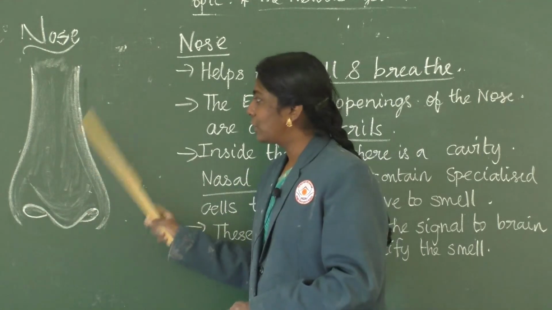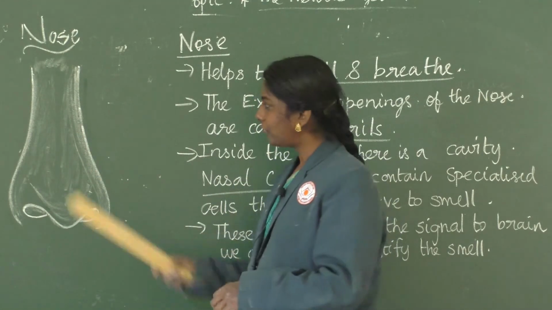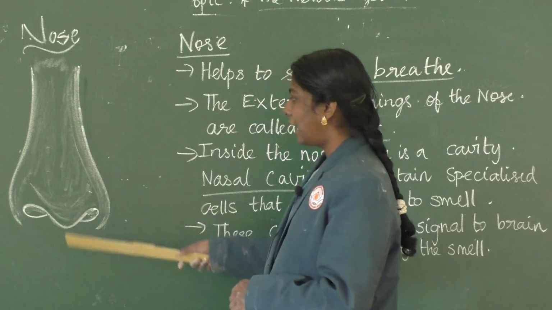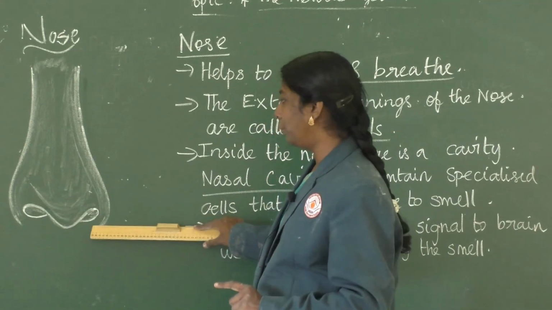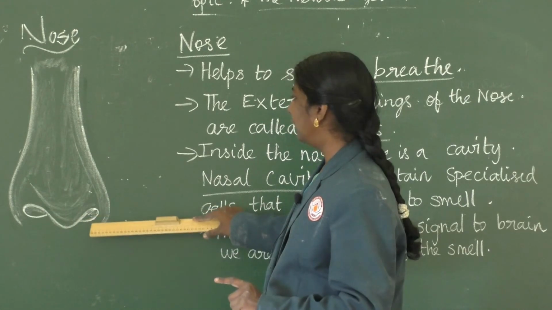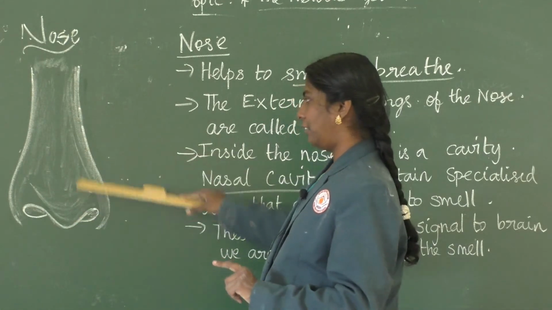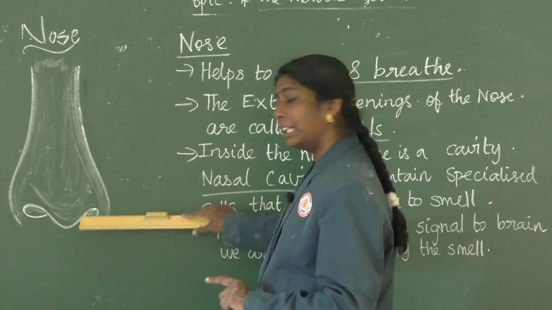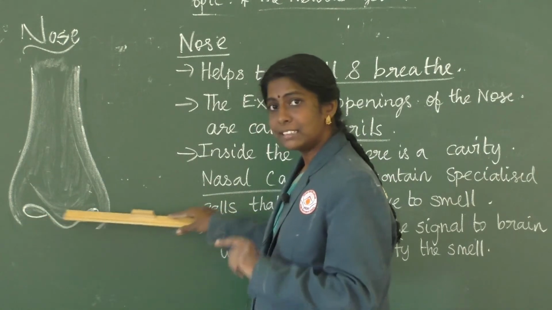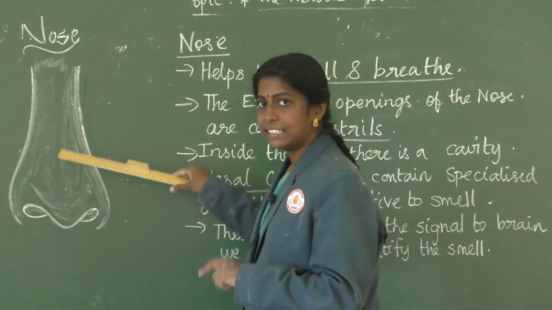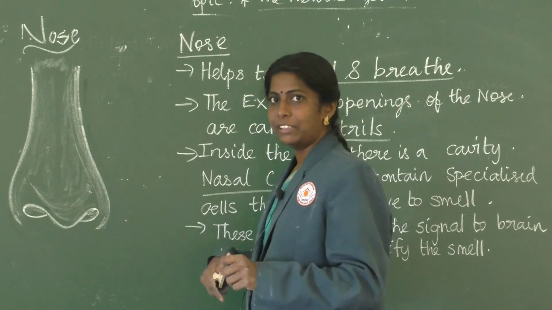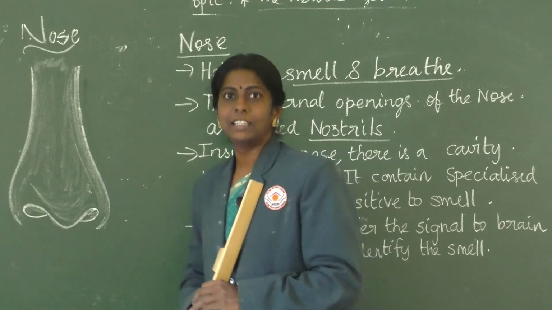Now, you can see the picture of the nose here. The nose has mainly 2 parts: the external opening, and on the inner side a cavity. The external opening of the nose is called the nostrils, and the inner part is the nasal cavity. So, we will learn about that in detail.